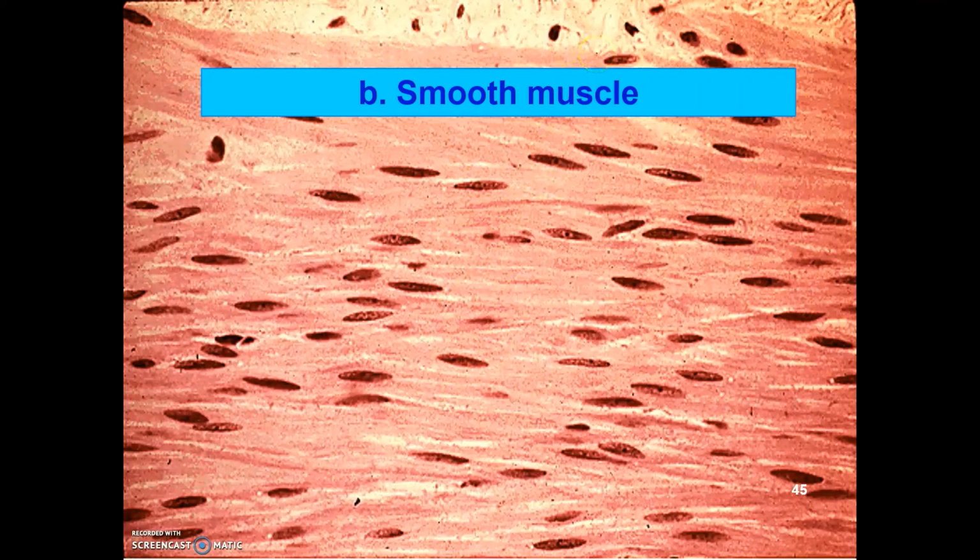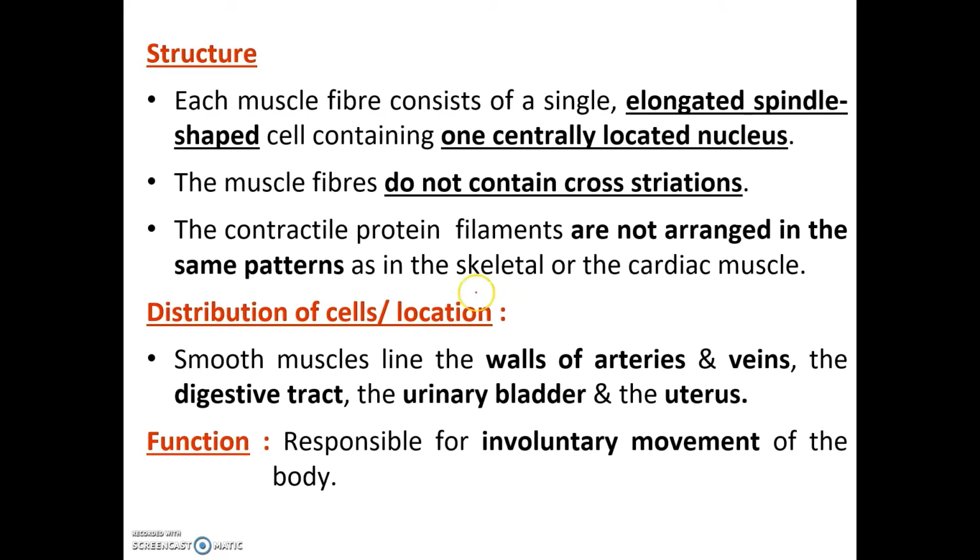Second kind of muscle, smooth muscle. Under the microscope, we are unable to see any striations in this muscle. That's why it is known as smooth. Each muscle fiber consists of a single elongated spindle-shaped cell that contains one centrally located nucleus. The shape is spindle shape, with pointed ends. The muscle does not contain cross striations, so it is not arranged in the same pattern as skeletal or cardiac muscle.